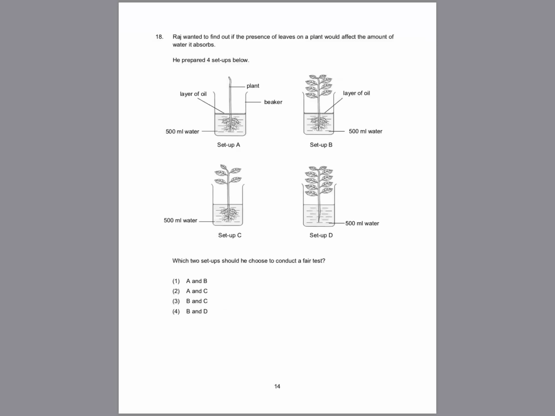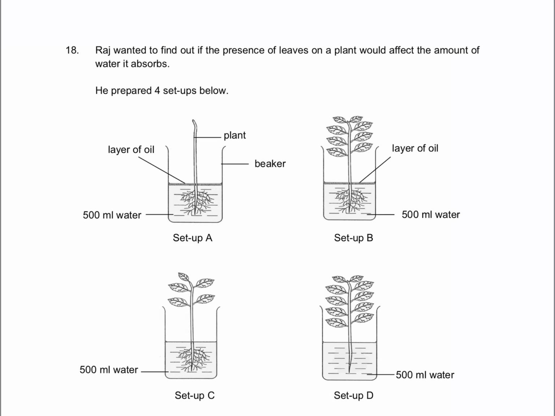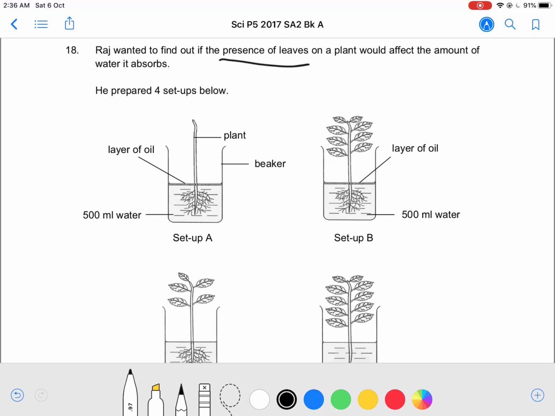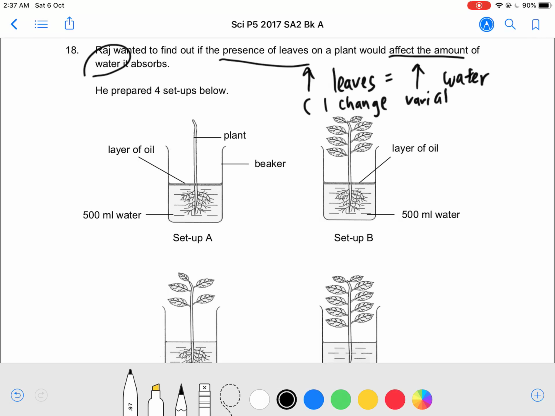Question 18. Raj wanted to find out if the presence of leaves affects the amount of water. By textbook knowledge, you know that more leaves would mean what? More water-carrying tubes, and also more chances to make food. They will need more water. So more leaves equals more water. In this experiment, the leaf is the only changed variable. The rest ought to be the same, right?